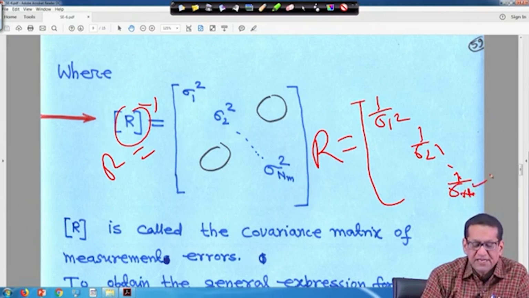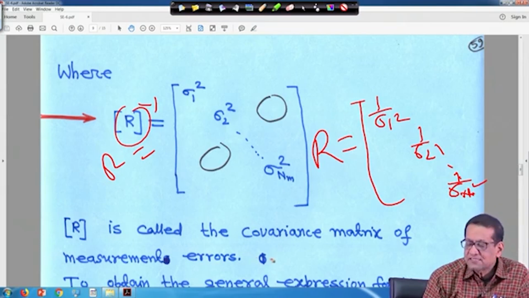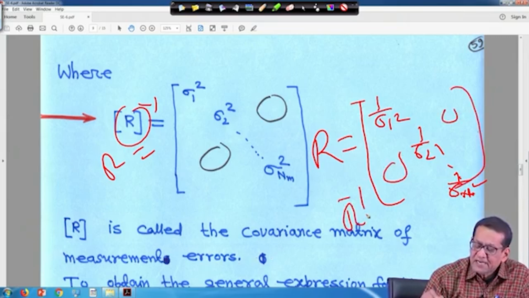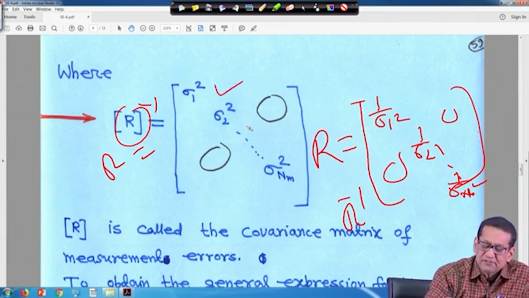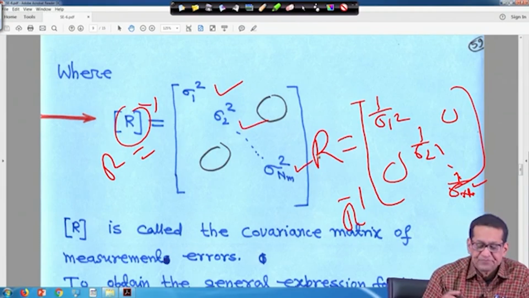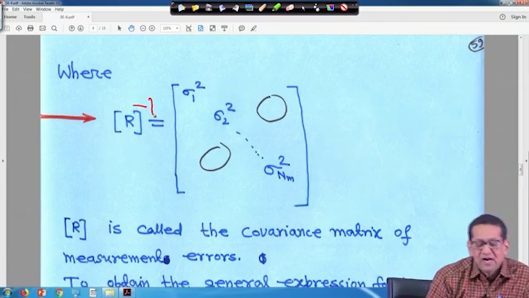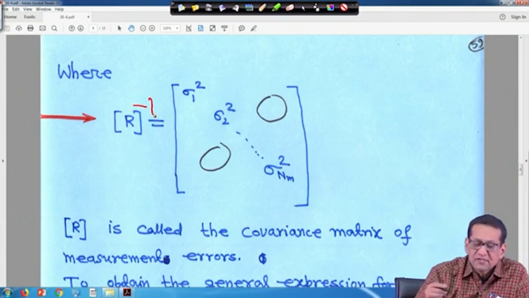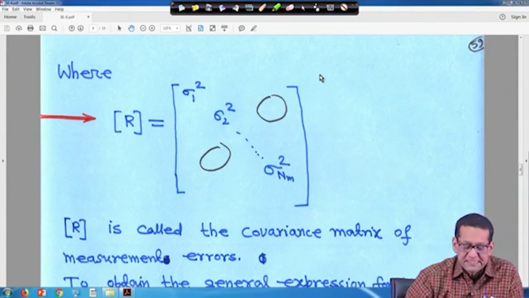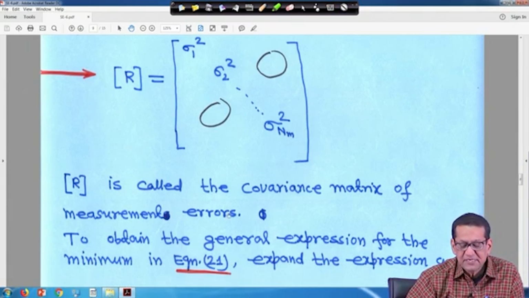And R is called the covariance matrix, and the off-diagonal entries are 0. If you take R inverse, then it will be sigma 1 square, sigma 2 square up to sigma n m square, right. So that is why here it is R inverse. This is corrected. Now, R is called the covariance matrix of the measurement error, right.